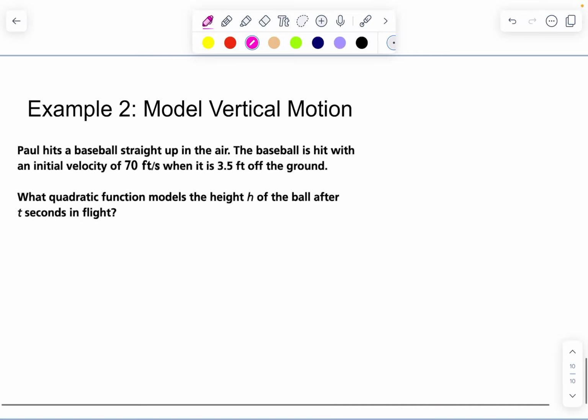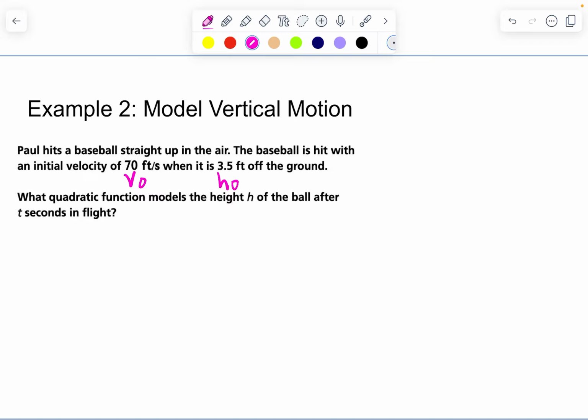One more here. Paul hits a baseball straight up in the air. The baseball's hit with an initial velocity, so that's my V sub 0, of 70 feet per second. When it's 3.5 feet, that's my initial height off the ground. We're just writing the equation here. So h of t is negative 16t squared. That negative 16t squared is always going to be part of your equation. It has something to do with the gravity on Earth. Plus our initial velocity times t plus our initial height.